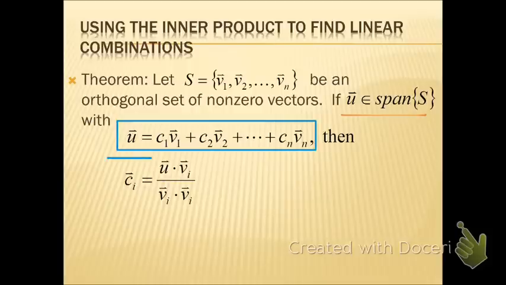Then we will show that the weights ci are equal to the inner product of u and vi, all over the inner product of vi and vi. And so now we'll see a proof of this.